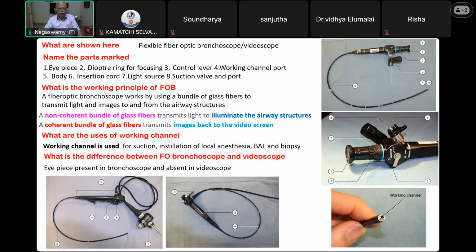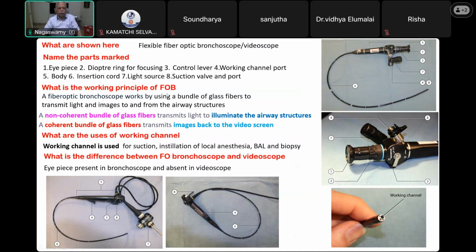So if they show you these two different categories of fiber optic equipment, you have to know which one is bronchoscope, which one is videoscope. And the parts are eyepiece, diopter ring focusing, and control lever. All these things are given here.